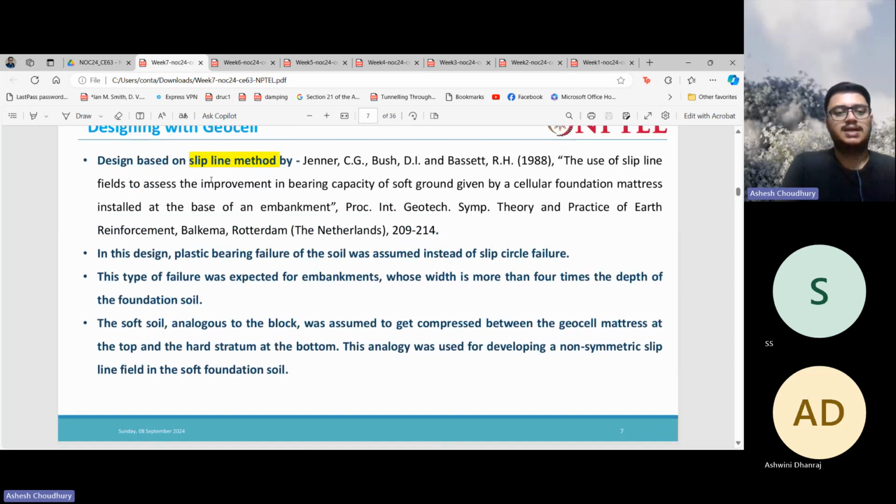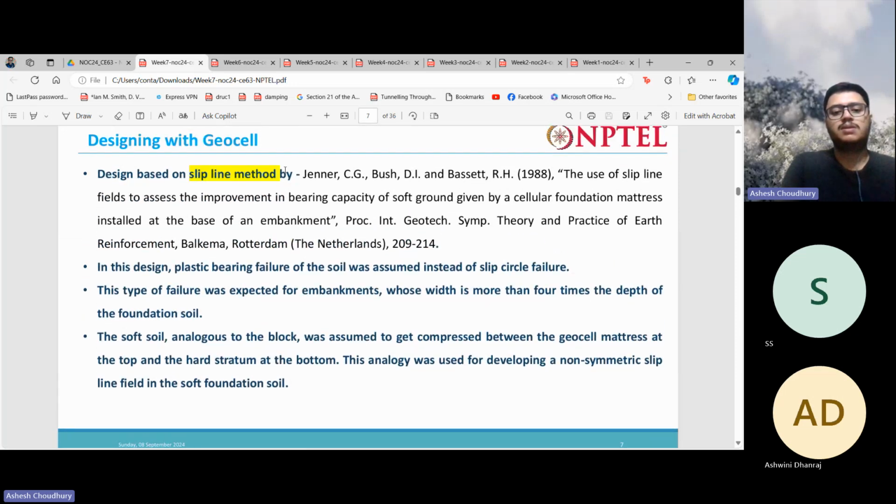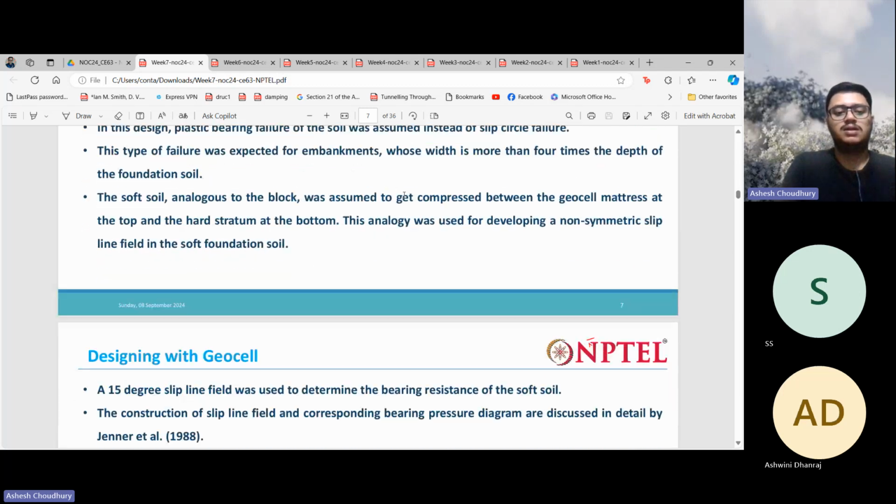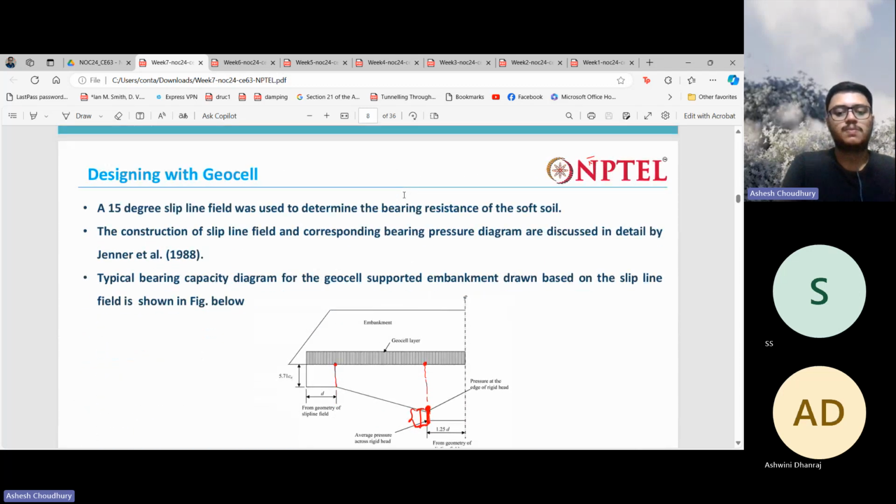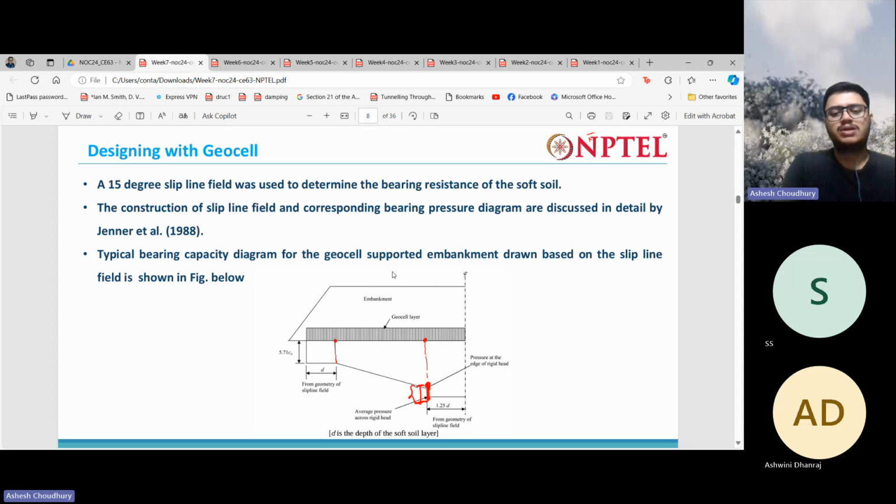The design is actually based on the slip line method by Jenner et al 1988. You can have a look into this paper in detail, everything is given. This slip line method is a little bit of an advanced topic, so you might not know it in detail, but still what I suggest is just have a look at this.